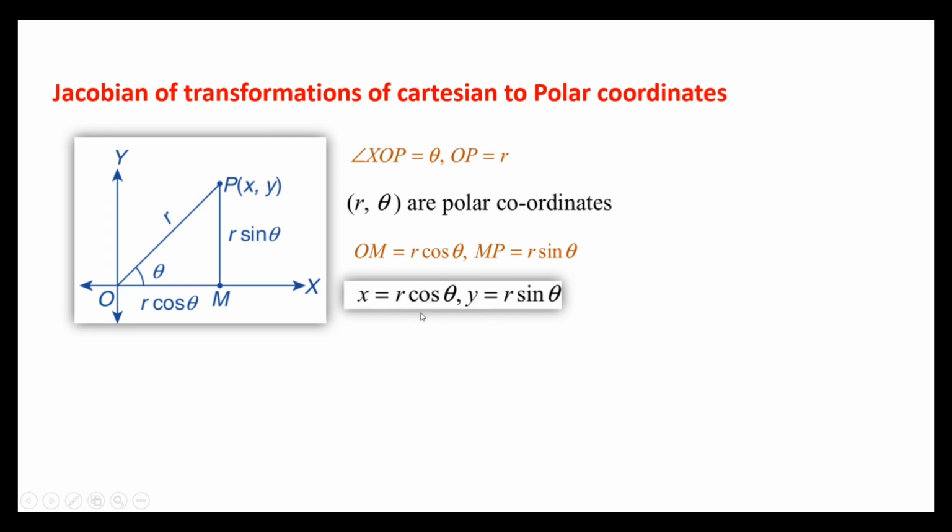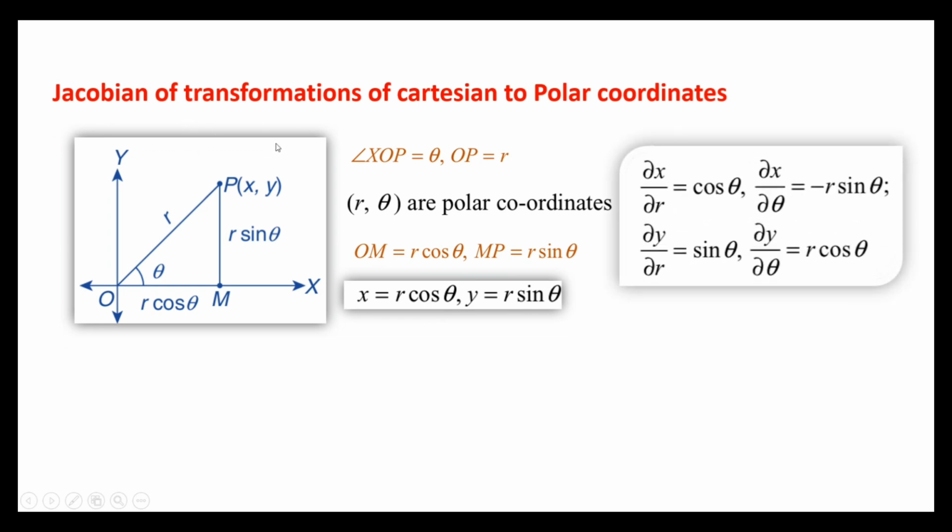To get the Jacobian of transformation, we need 4 partial derivatives. First, differentiate partially with respect to r while theta is treated as a constant. Dou x by dou r is cos theta since theta is a constant. Dou x by dou theta is negative r sin theta while r is constant. Dou y by dou r is sin theta where theta is constant. Dou y by dou theta, while r is constant, is r cos theta.